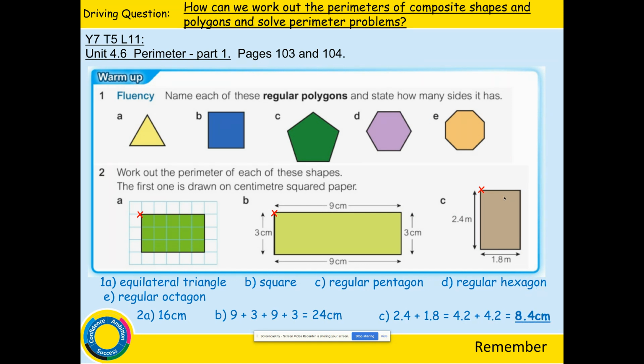So it's 2.4, add 1.8, which equals 4.2. And then I've added another 4.2. So I've added these two together, got my answer, and then I added another 4.2 because I know those 2 sides are the same as those 2 sides. So 8.4 centimetres.